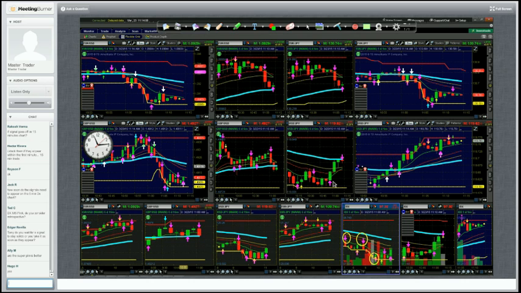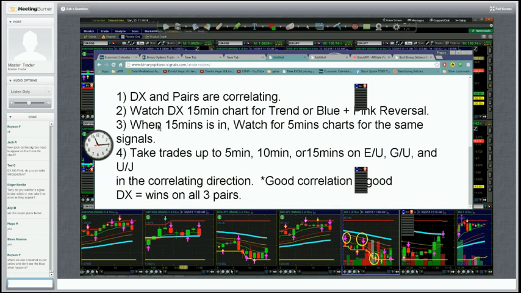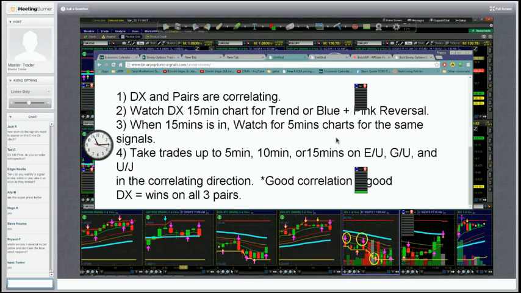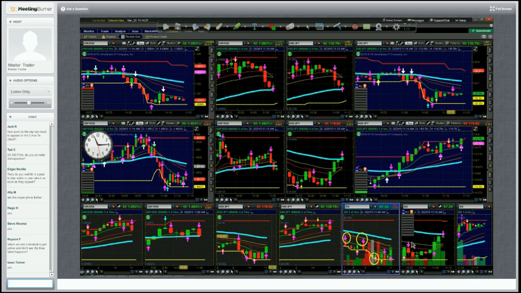So you guys understand trending, all right? You understand what trending is, and you understand reversals, right? So we can go on to the next one. Now, look at this, all right? Here it is. When 15 minutes is in, watch for 5-minute charts for the same signals, all right? I know he went over this already, but let's make sure everyone understands. So go right ahead, Tony.